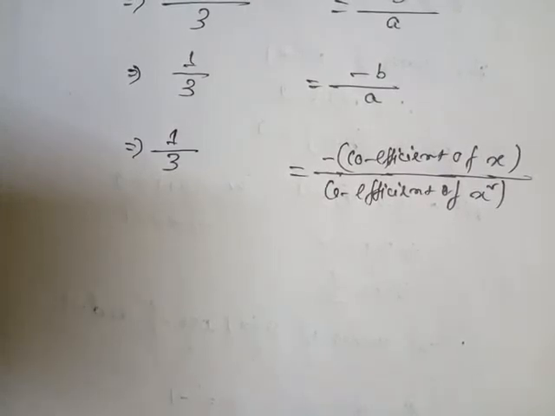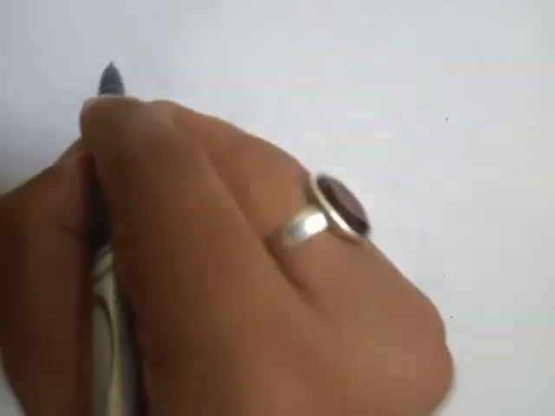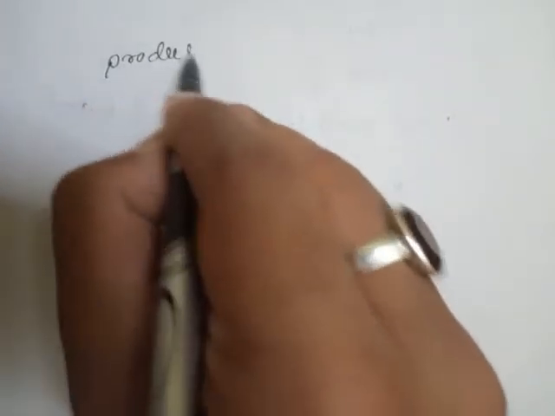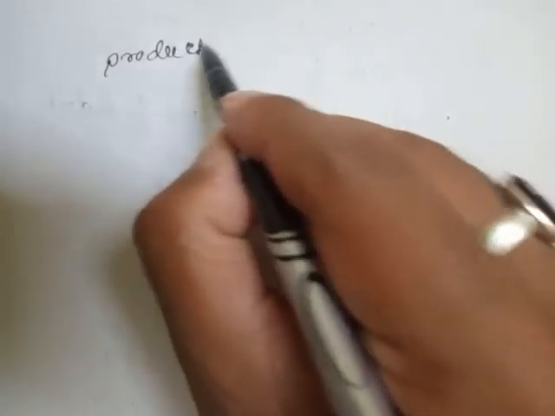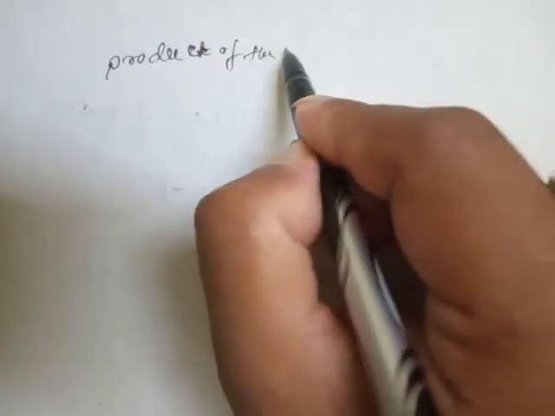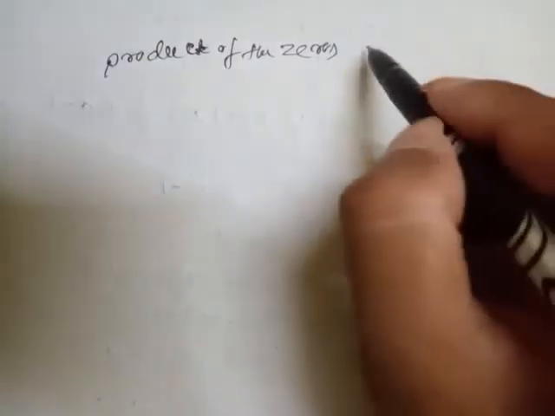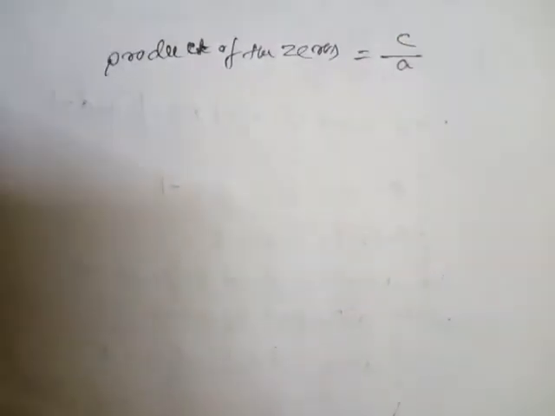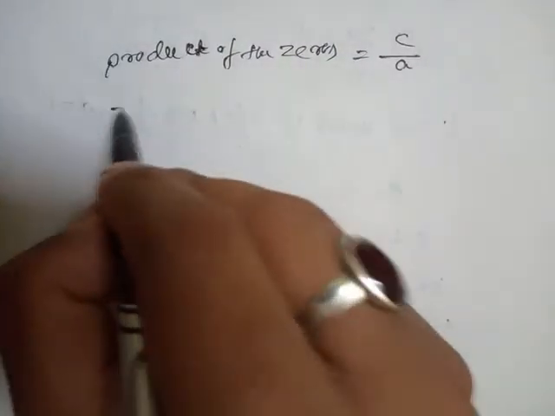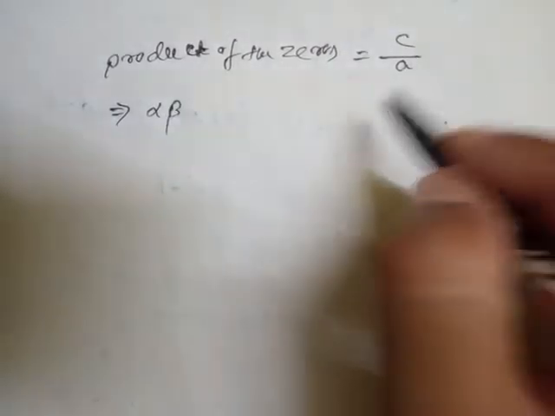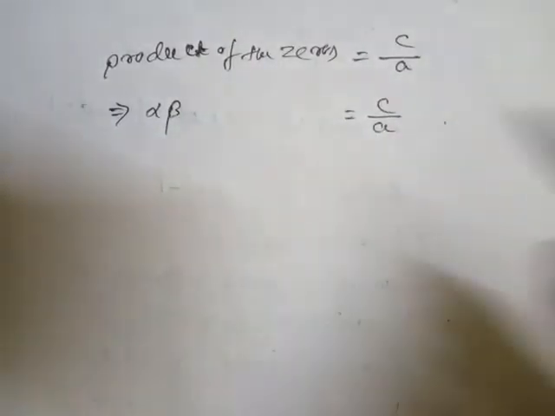Now after that, product of the zeros. Now let's have a look how to solve the product of the zeros here. Now look students, product of the zeros equal to c by a. Okay, now after that, product of the zeros means alpha into beta equal to c by a.